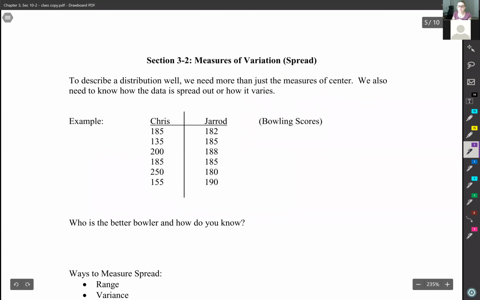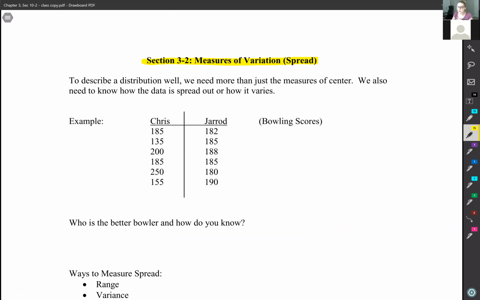Okay, so section 3.2 is measures of variation. So lastly, we talked about measures of central tendency, and now we're going to talk about measures of variation, which is also referred to as spread. So variation can also be referred to as maybe the spread of the data.